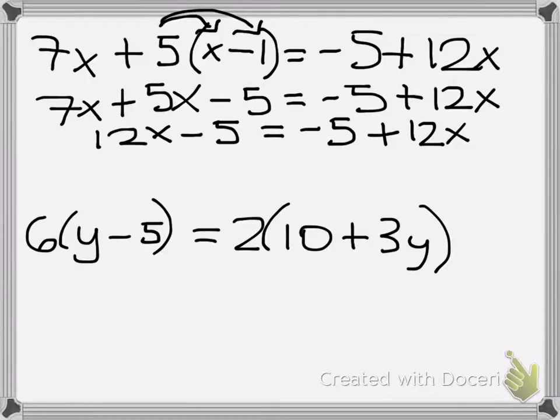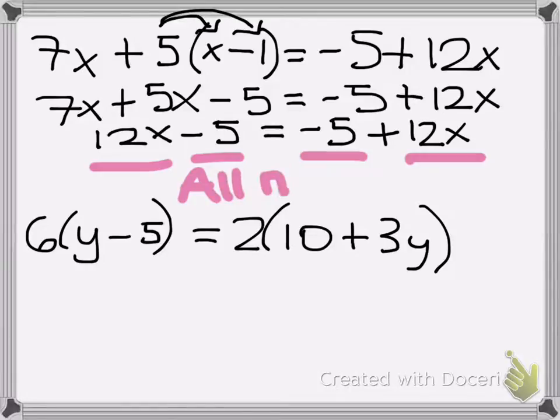12x minus 5, is that the same thing as negative 5 plus 12x? Well, it is. Since it's the exact same thing, meaning the exact same variable terms, 12x and 12x, and the exact same sign and number, negative 5 and negative 5, I can actually stop solving if I see this case, and I say this is all numbers. Because if one side is the exact same as the other, we can plug in x is any number, and you will get the same answer on the other side. So we can say this is all numbers.